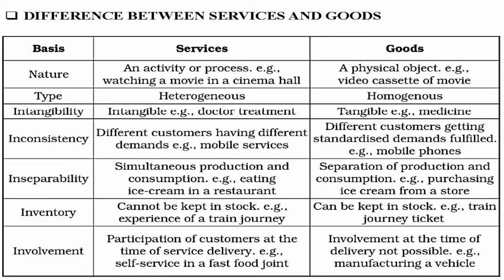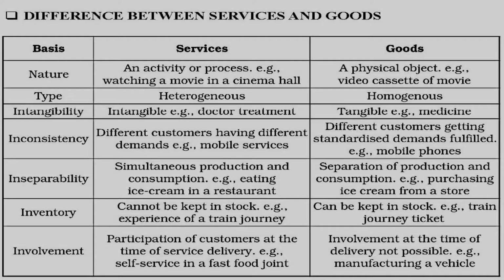Inventory. A service cannot be kept in stock. Example, experiencing a train journey. You can't keep it or postpone it. You can only feel it. Goods can be kept in stock. Example, a train journey ticket. The ticket can be kept, but you can't keep a journey. That is only an experience. Involvement. Participation of the consumer is important at the time of service delivery. Example, self-service in a fast food joint. For goods, involvement at the time of delivery is not necessary. Example, manufacturing a vehicle. When a vehicle is being manufactured, the customer need not be there.